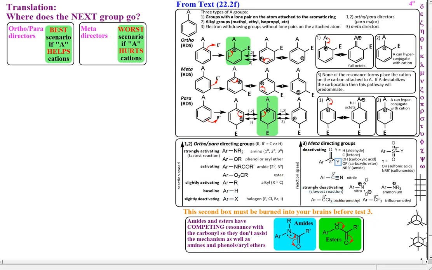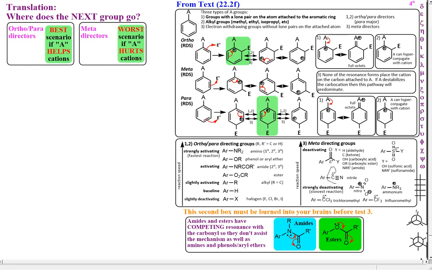And the reason these go with the meta for the next group is because the group attached to benzene in any of these functional groups listed to the right, any of these functional groups, is a carbonyl, where the carbon bonded to the benzene would destabilize a carbocation. You'd be putting this slightly positive charge next to a carbocation in one of these boxes here. Do not do that. Go meta. You never have that situation. Same story with a sulfonyl group attached to the aromatic ring, either a sulfonic acid or a sulfonamide.